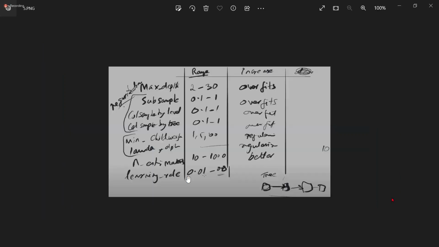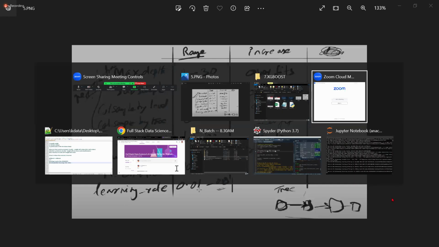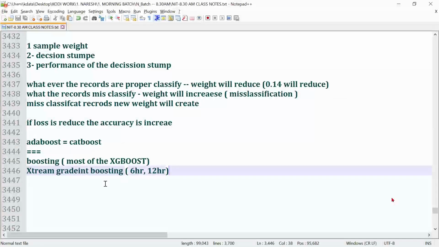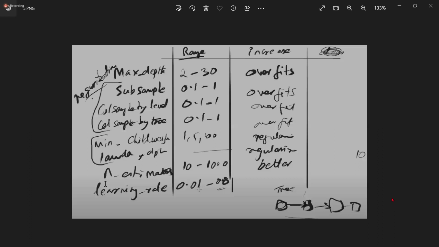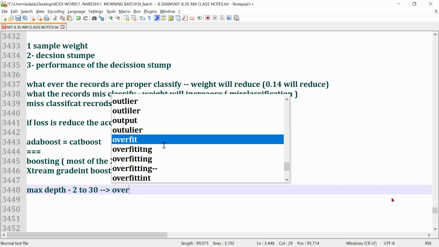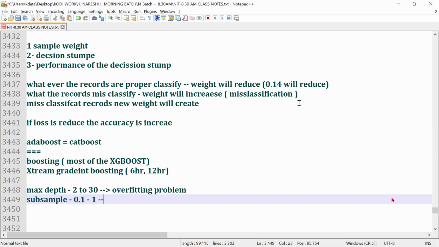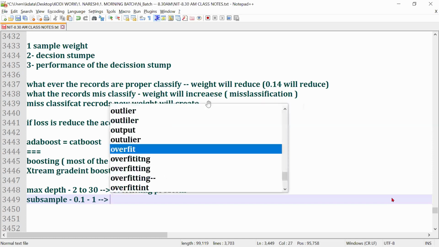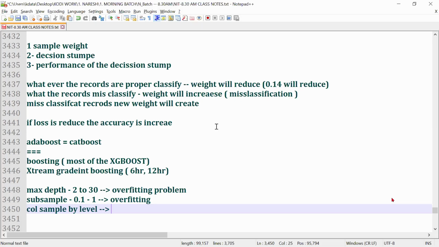Okay, I want you to write this down. If the max depth is 2 to 30, what exactly happens? Overfitting problem happens. Subsample, 0.1 to 1, what happens? We'll tell you the values to use for hyperparameter tuning. Getting me? Subsample. And the next one, column sample by level, 0.1 to 1. This is overfitting.